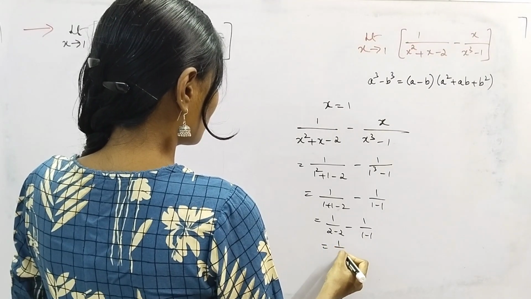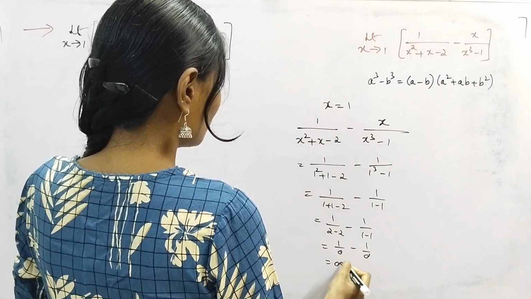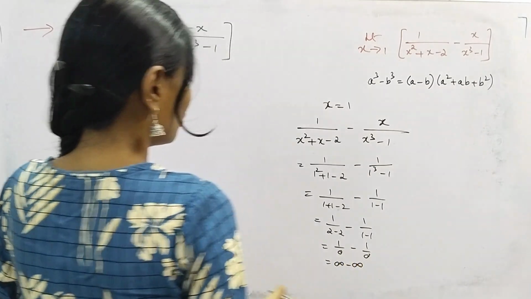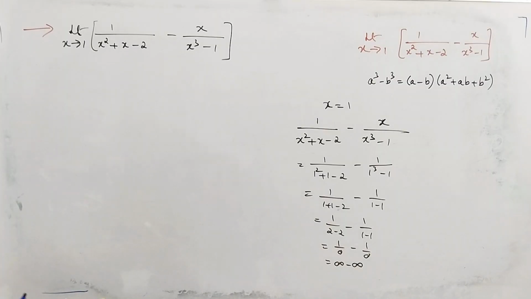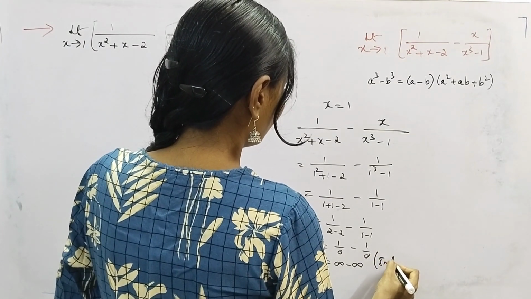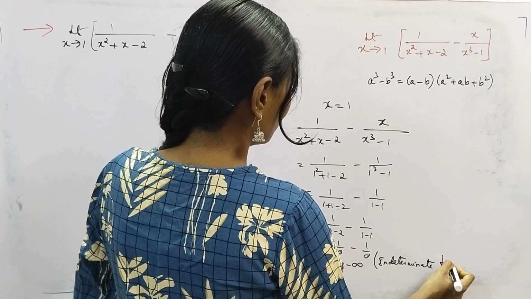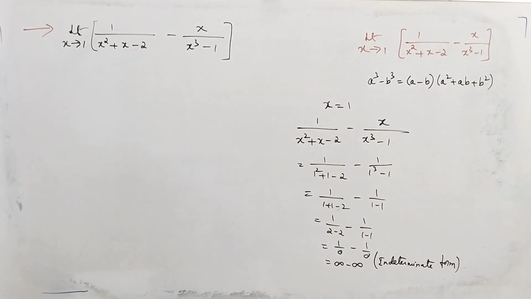Since 2 minus 2 is 0 and 1 minus 1 is 0, 1 by 0 is infinity, which is undefined, right? So we got an indeterminate form, infinity minus infinity. So what we are going to do is, if we can reduce this indeterminate form to 0 by 0, there is a possibility of solving the problem using the factorization method. Let's see.